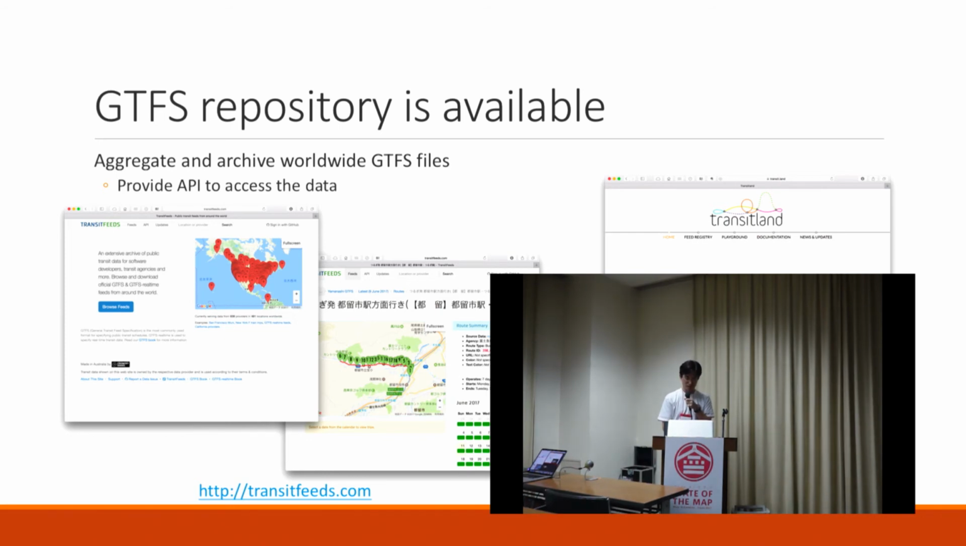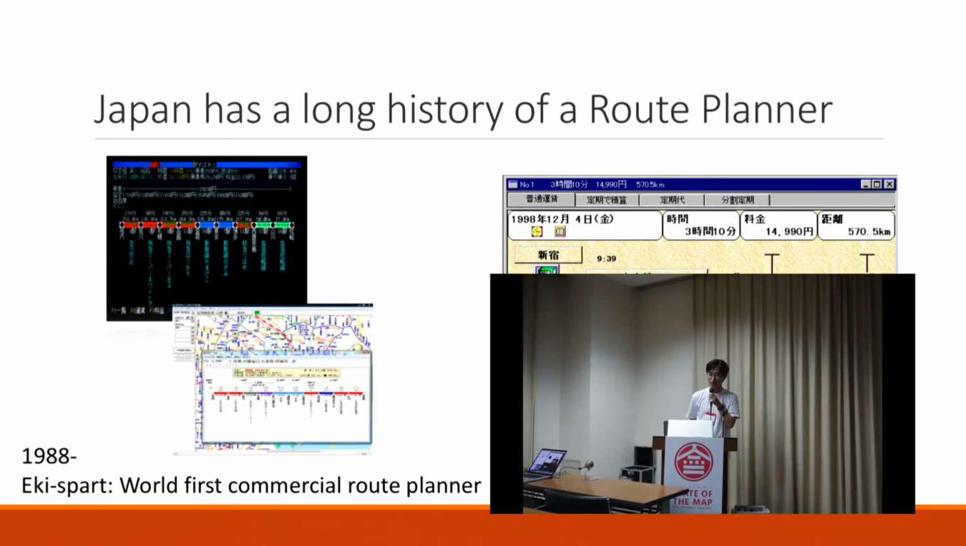So how about Japan? Actually, Japan has a long history of route planners. In 1988, Expert, I guess the world's first commercial route planner, ran on MS-DOS, not even Windows. In 1998, Jorudan also released a route planner which contains schedule data. Expert had no schedule data, just telling the path of where you need to change trains. But in 1998, they provided the data with the time schedule.